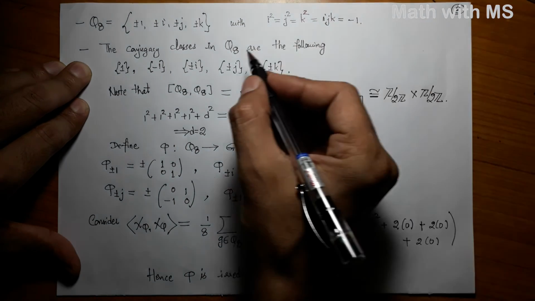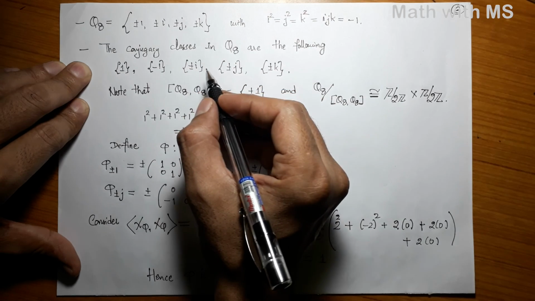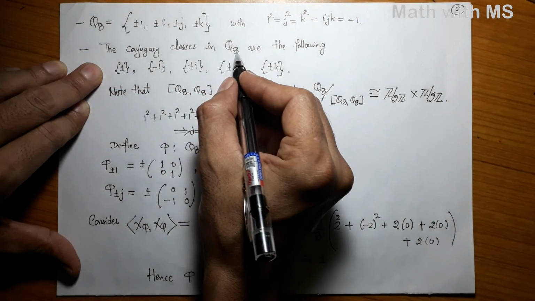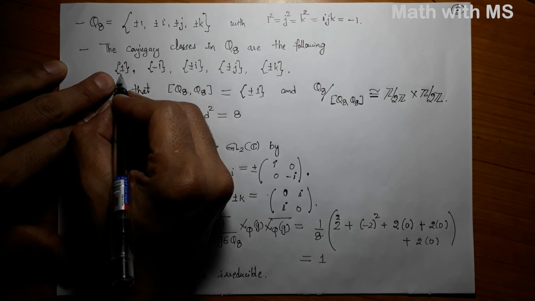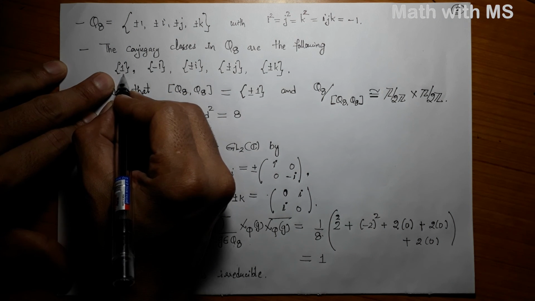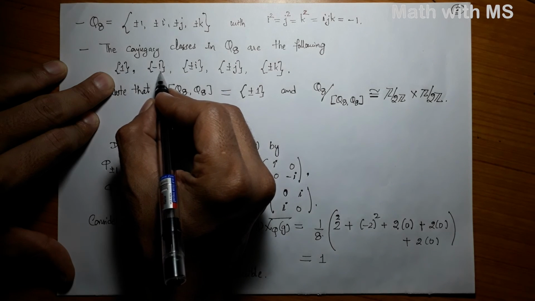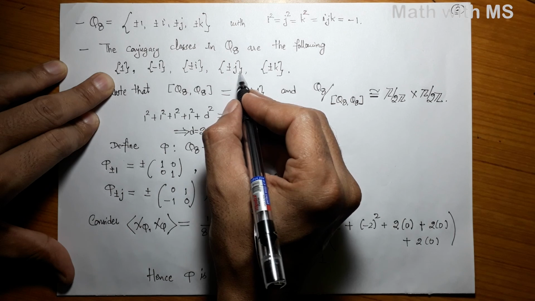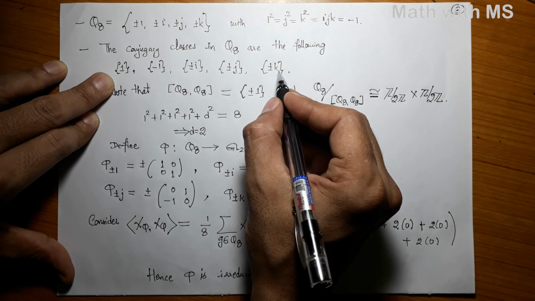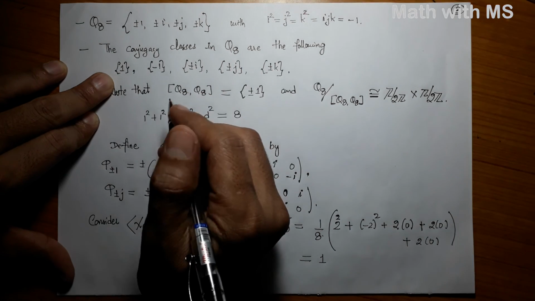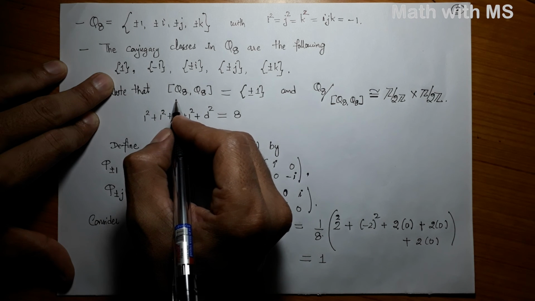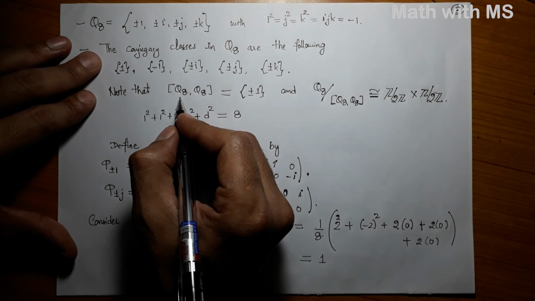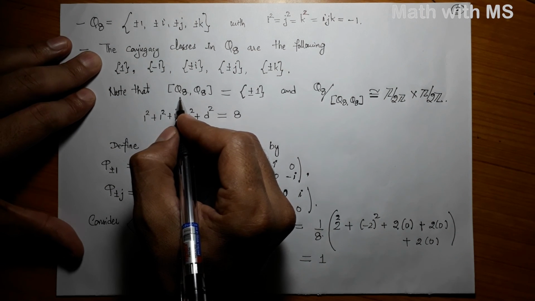Since Q8 has just 8 elements, a direct check shows that the conjugacy classes in Q8 are the following: the conjugacy class of the identity element, the conjugacy class of minus 1, and then the classes of i and minus i, j and minus j, and k and minus k. So in total there are 5 conjugacy classes. So from theory we now know that there must exist 5 inequivalent irreducible representations of Q8.